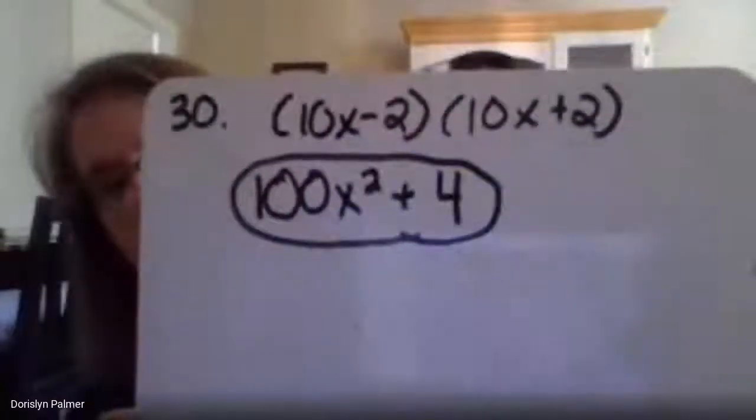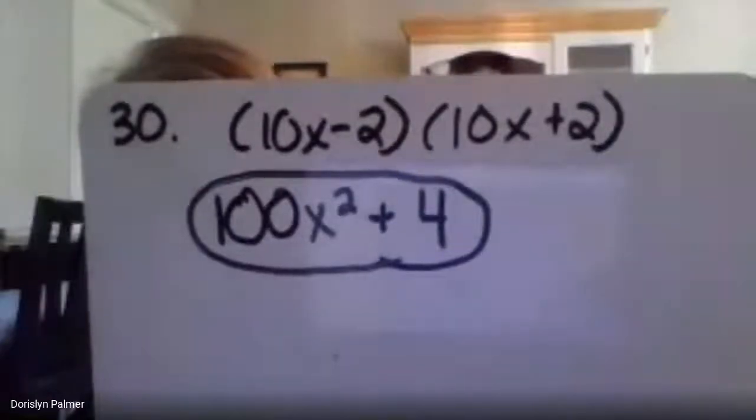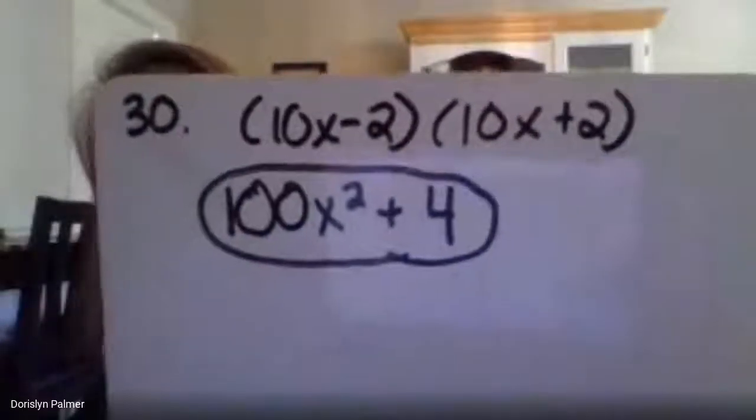And Karen had one of Mrs. Palmer's favorites, right? Where one is plus and one is minus, so those middle terms cancel out. All right, good work, Karen, because you did not have a middle term there. All right, perfect.